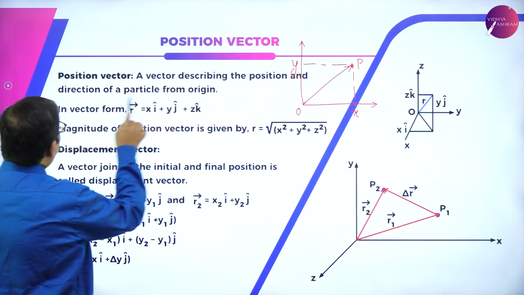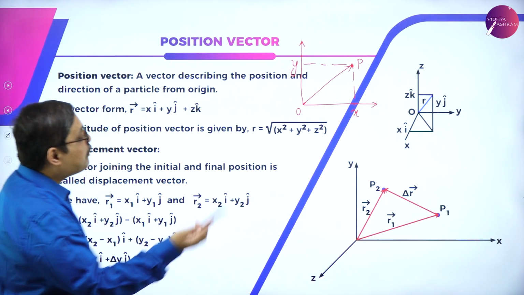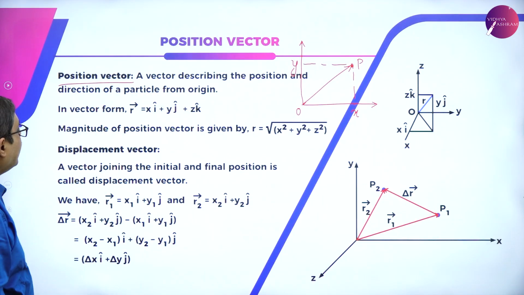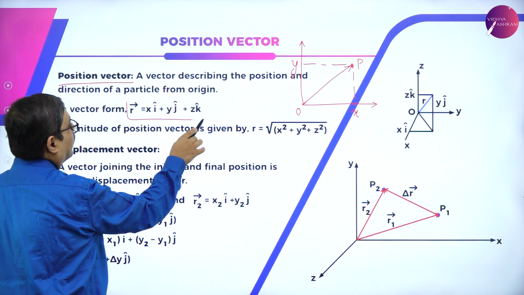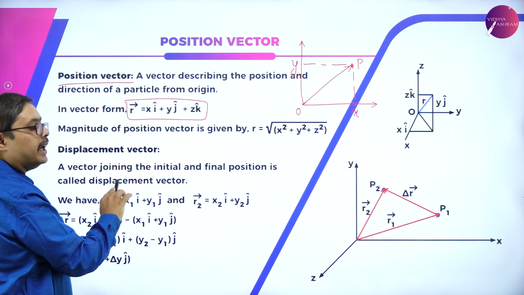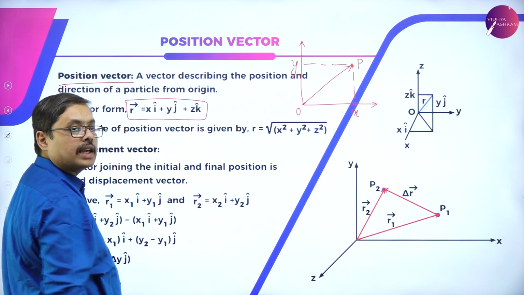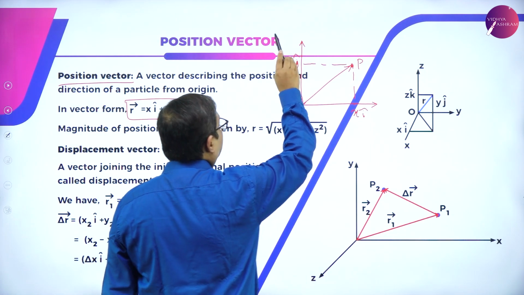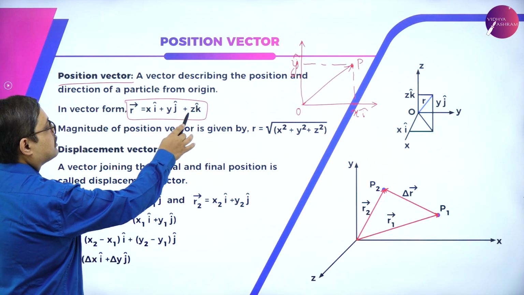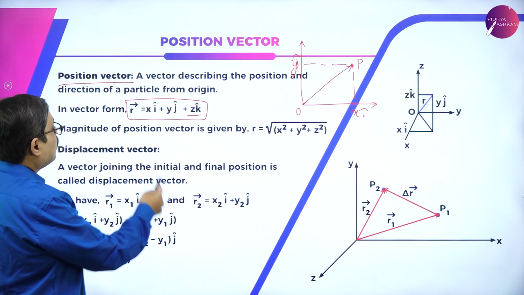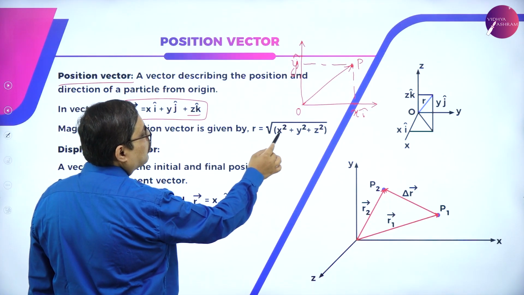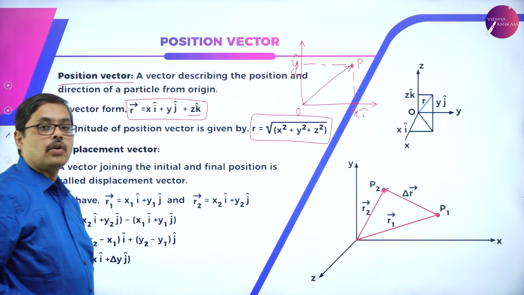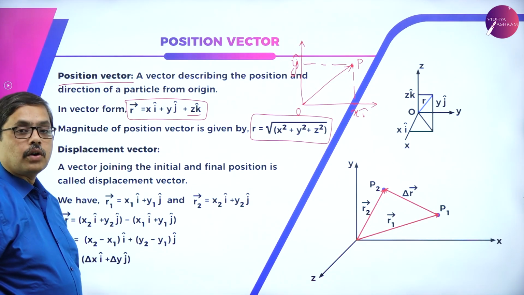A vector describing the position and direction of a particle from the origin is called a position vector. In vector form, I can write vector R as x into i cap plus y into j cap plus z into k cap. If it is 2 dimension, it is just x into i cap plus y into j cap. If it is 3 dimension, you can also add this k factor. The magnitude of this position vector is given by square root of x square plus y square plus z square. If you want to find the magnitude of this position vector, you can find it that way.